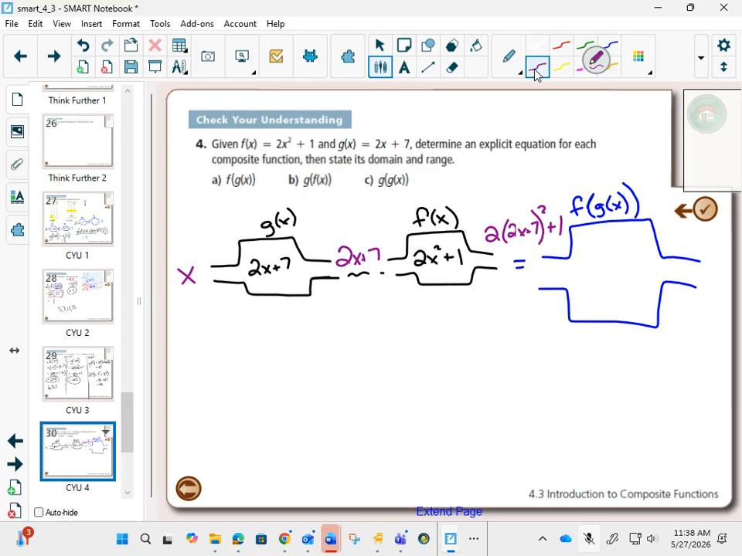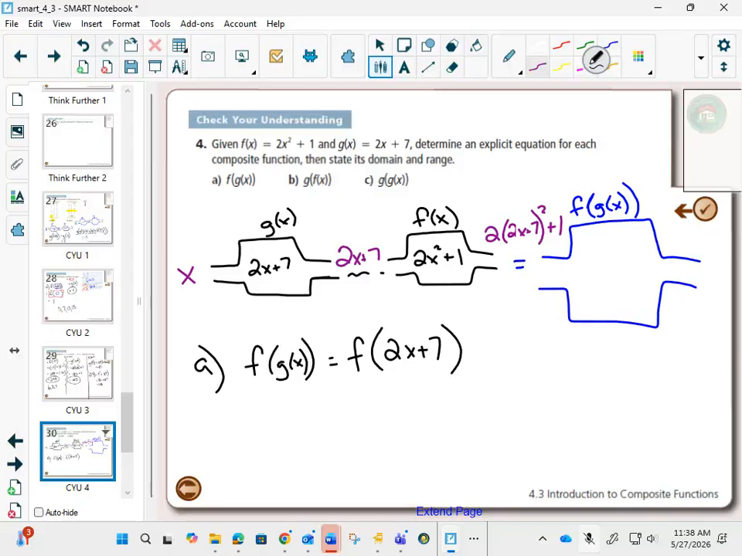Okay. Now, you're not going to draw the machines. The machines just give you the idea. And the idea is that, for A, f of g of x is equal to f of, well, g of x was 2x plus 7. G of x is 2x plus 7, right? Because I put in that purple x, out came a 2x plus 7. So I can replace the g of x with 2x plus 7.